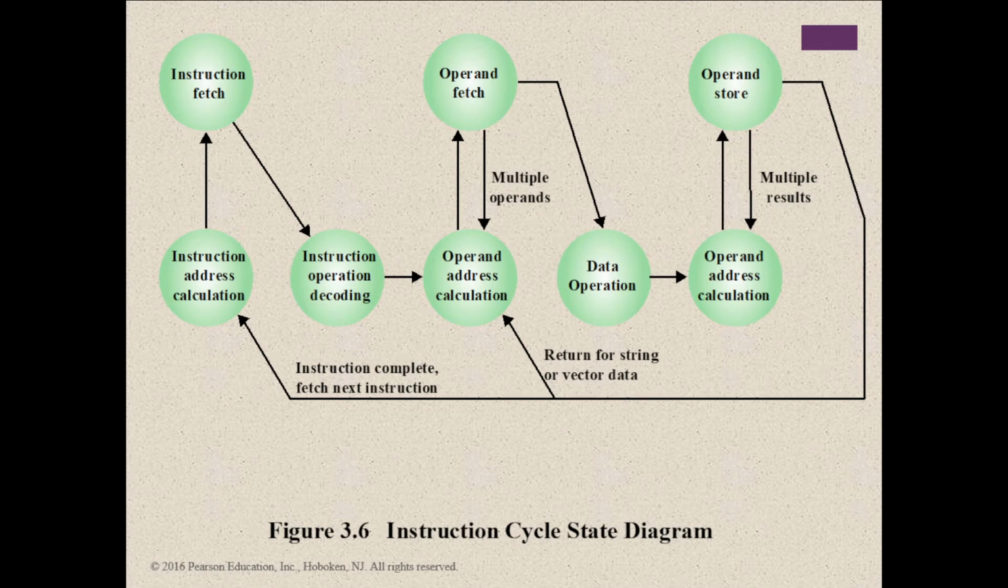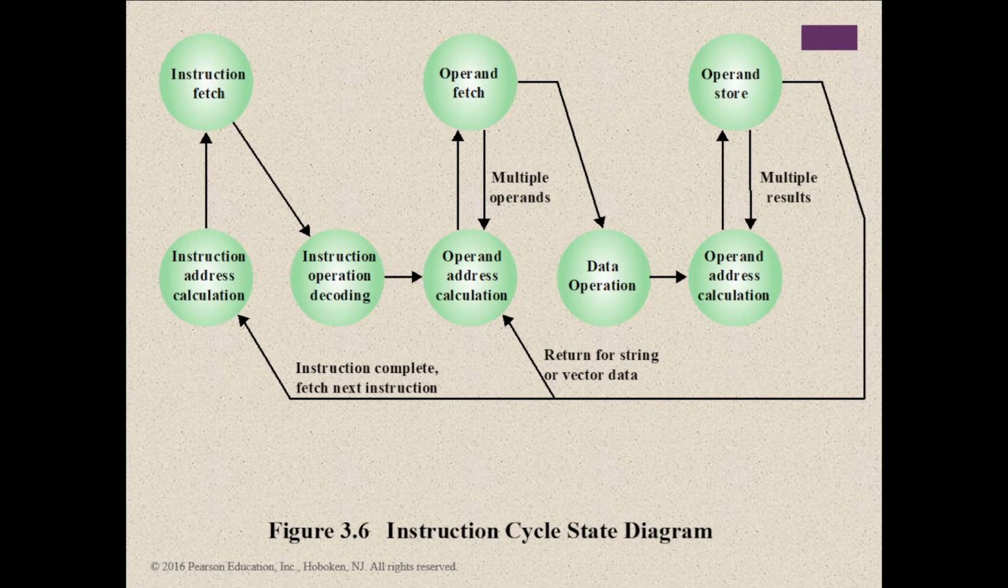Because some instructions on some machines require this. For example, the PDP-11 instruction ADD A B results in the following sequence of states. We have IAC, next is IF, and then we have the IOD, and then the OAC, and then the OF, and then again the OAC, and then the OF, and then we have the DO, and then the OAC, and last is the OS. This is an example of how there can be multiple operands or multiple results in the instruction cycle.